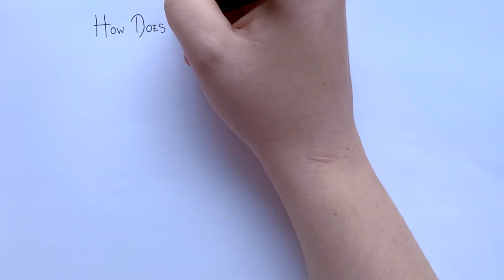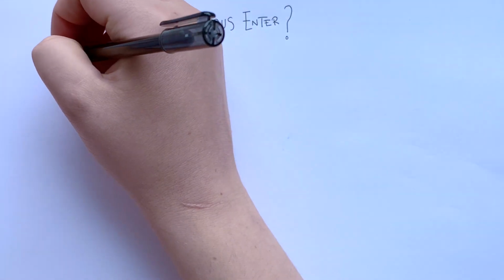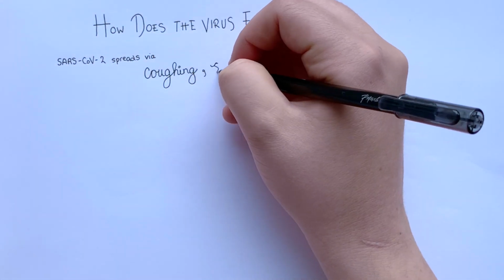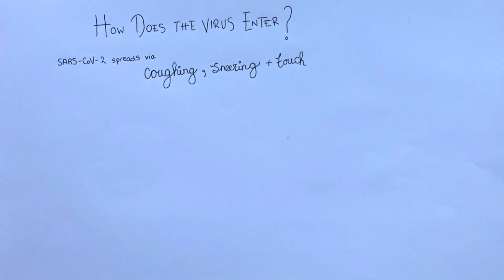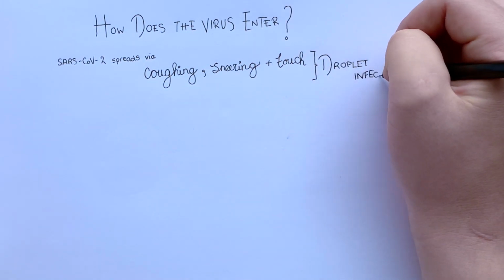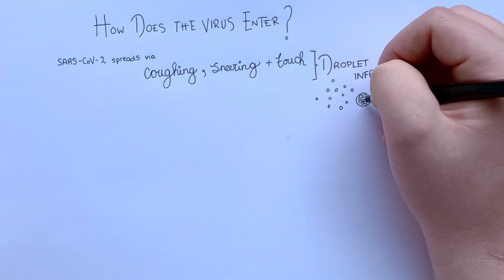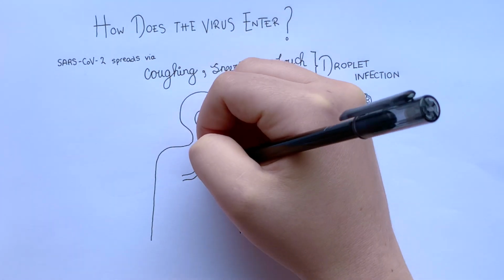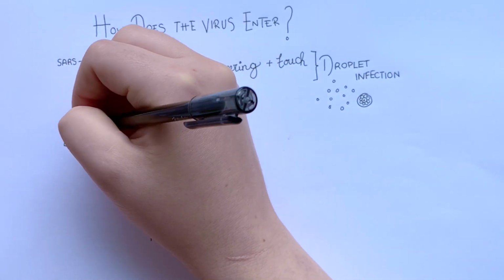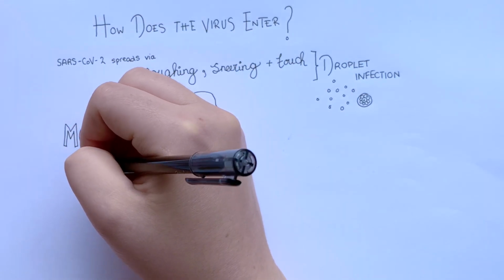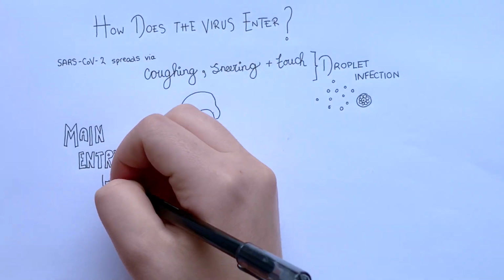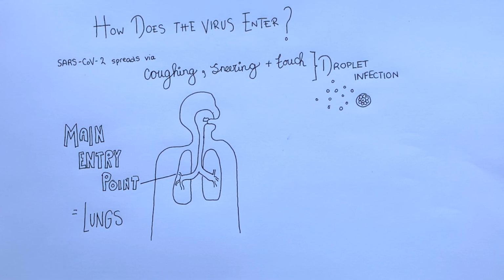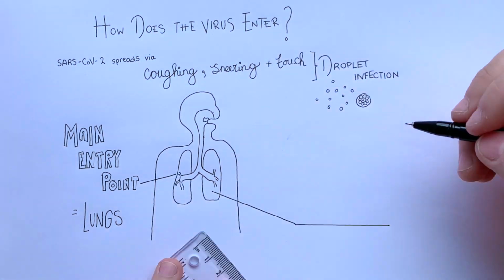So how does this virus actually enter our body? It spreads via coughing, sneezing and touch, and this is something called droplet infection. This is when the virus is kept inside a liquid molecule and is spread via those liquid molecules. The droplets are usually saliva. And the main entry point at which the virus enters our body is in the lungs, in a specific point in the lungs called the alveoli, which you'll see me just drawing here.